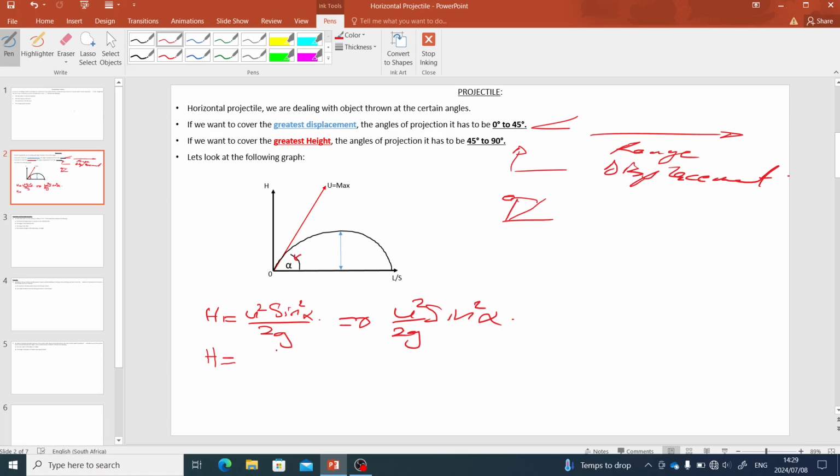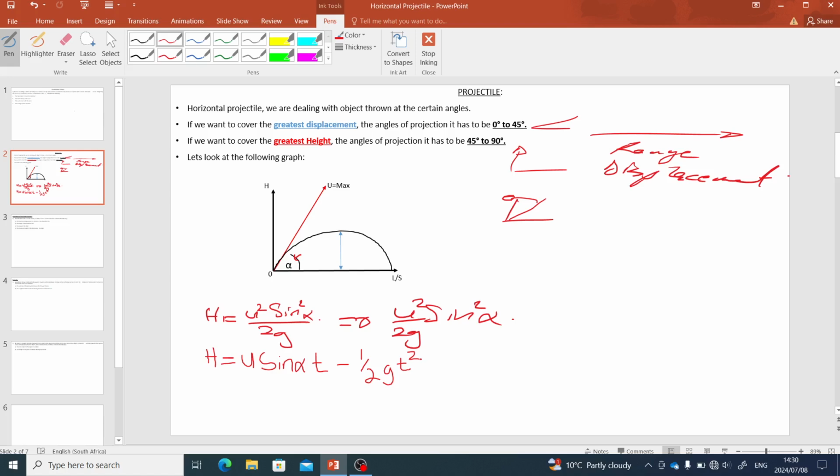This formula is appropriate: h equals u sine alpha multiplied by time minus 1 over 2 g t squared. Now that formula is appropriate to calculate what? To calculate height. If you are given what? If you are given the time taken for an object to reach that maximum height.